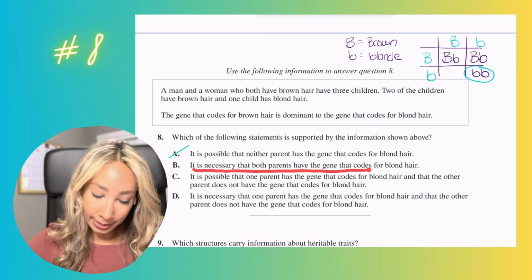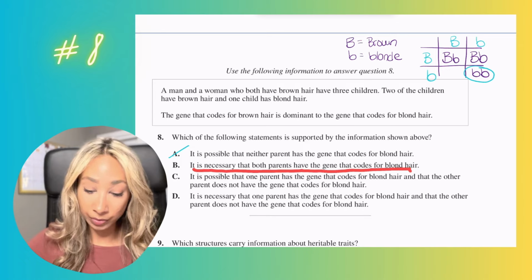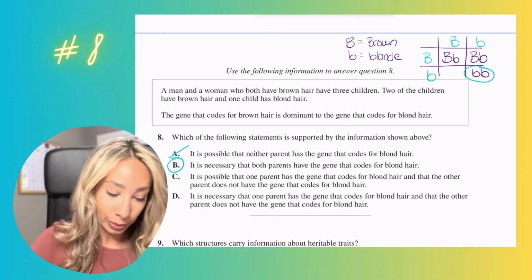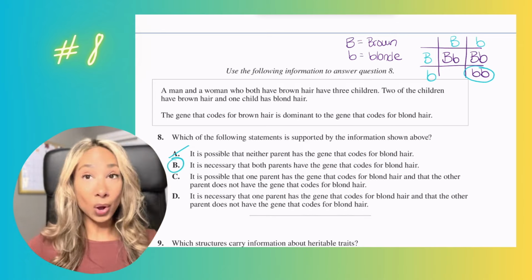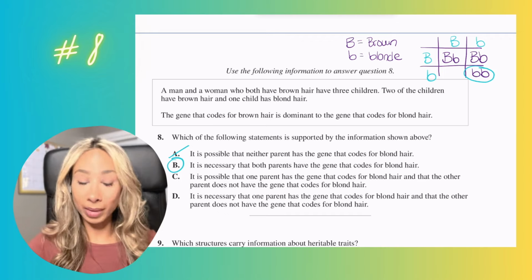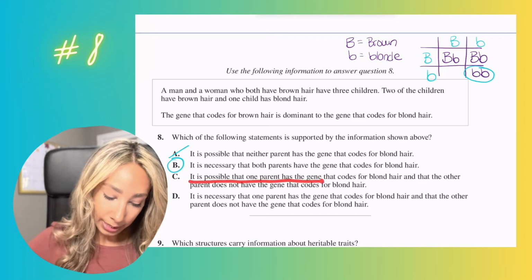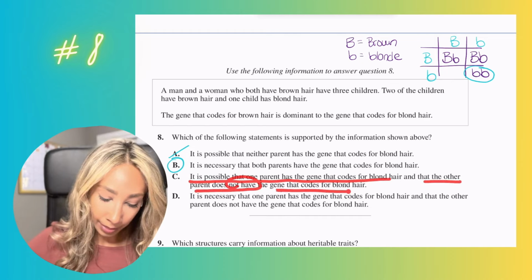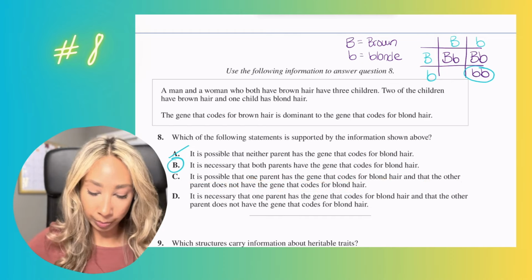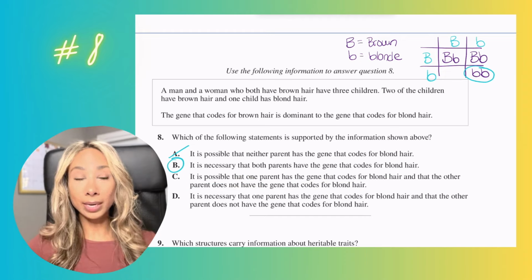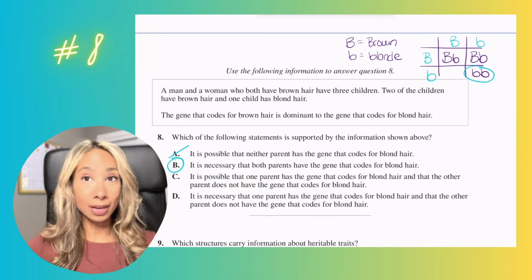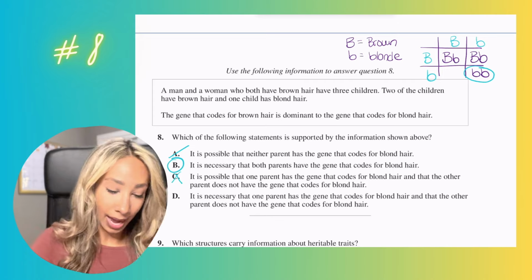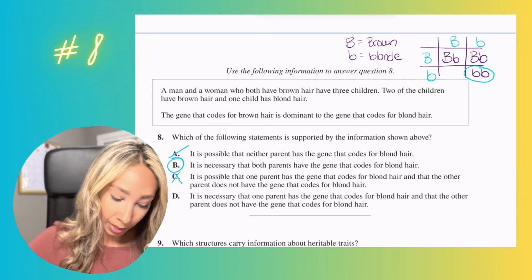Option B, it's necessary that both parents have a gene that codes for blonde hair. That one's probably true, so I'm just going to circle it, but as always, we want to check our options before we make a decision. So option C, it is possible that one parent has the gene that codes for blonde hair and the other parent does not have the gene that codes for blonde hair. Well, since the organism requires 2 copies of it, it means both parents have to have it, so that one's not going to work.